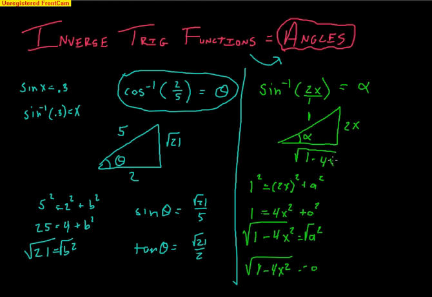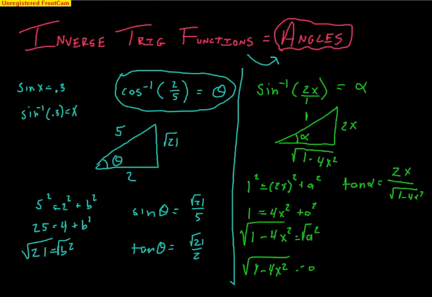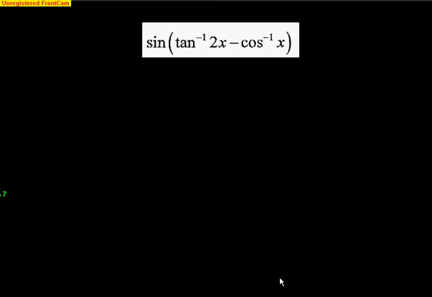So from that, I could ask you all sorts of questions. I could say, hey, just out of curiosity, what is tangent of alpha? Oh, okay, that's opposite 2x over adjacent, the square root of 1 minus 4x squared. So as ugly as that is, that's what it is. So very useful thing here. So now what are we getting at? Well, we're trying to be able to solve a problem like this. So let's check this problem out.